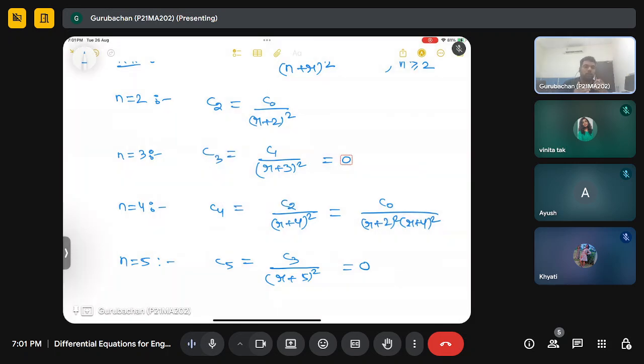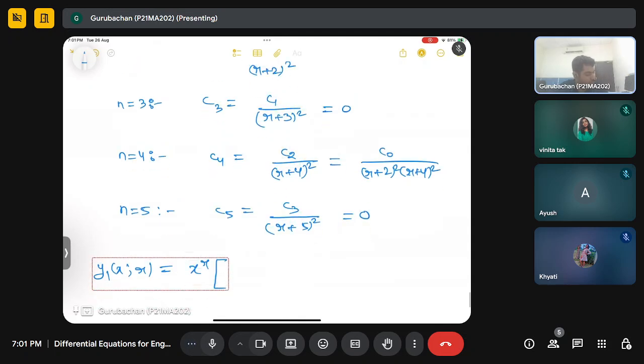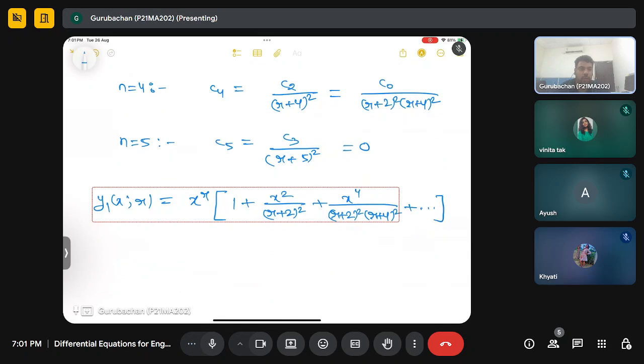Now you get to know how the series is moving. So you may write y1(x) for general r. This will be x to the power r. I'm taking c naught as 1, and you get 1 plus x square divided by (r plus 2) whole square plus x to the power 4 divided by (r plus 2) whole square (r plus 4) whole square, and so on.